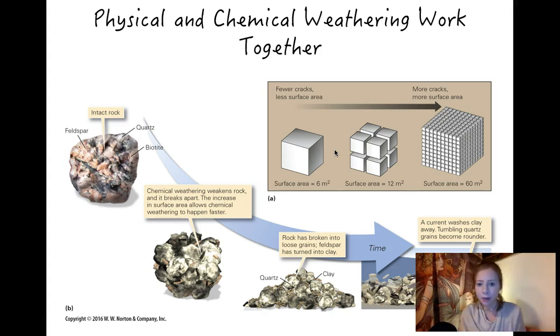So over time, that rock we were talking about earlier has broken into loose grains. The feldspar has turned to clay, which is really easy to break apart. And then eventually it gets carried away via a fluid. So that would be erosion.